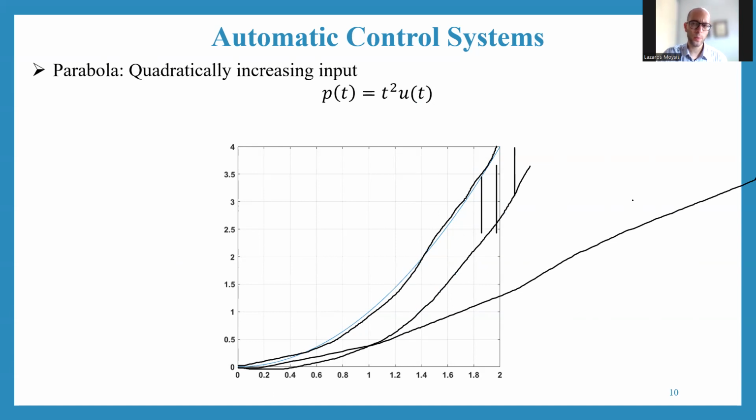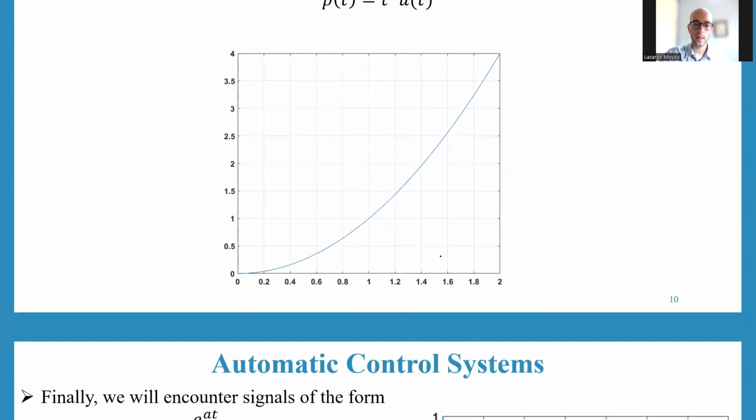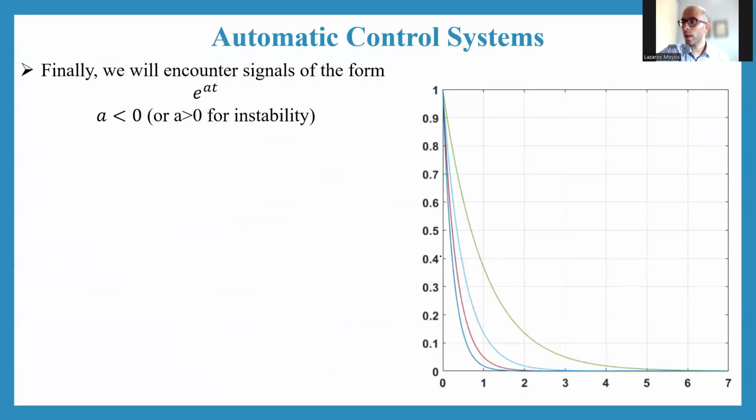So, of course, this is a much more difficult problem because here the input is increasing in a quadratic manner. So following it is much, much more difficult. So these are the basic input signals that we'll use in modeling not only mechanical systems, but any type of system.